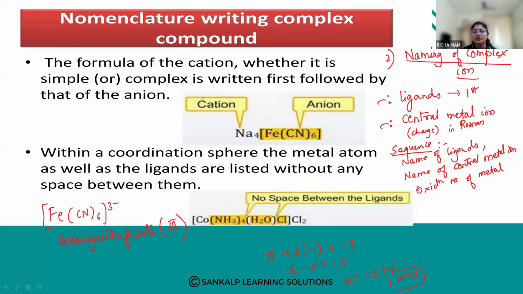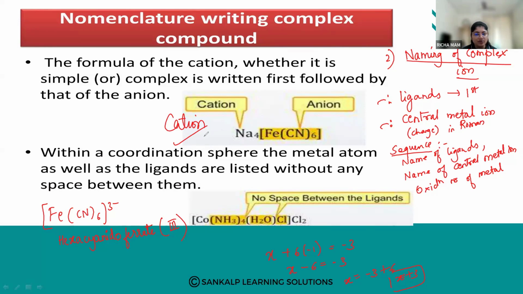The first rule was the order of naming of the ions. Between the cation and anion, the cation should be named first and then the anion. Okay, so we have seen two types of complexes. You might have got the idea of which is the cation and which is the anion, and how to find out.